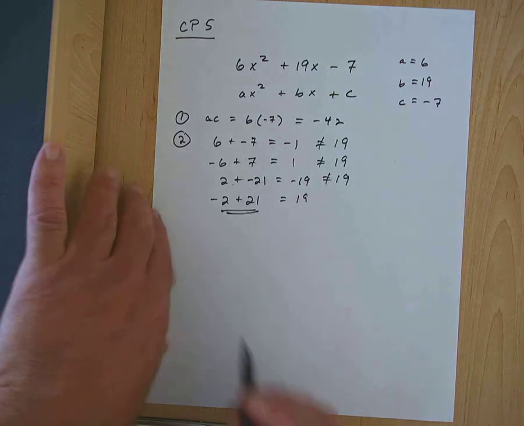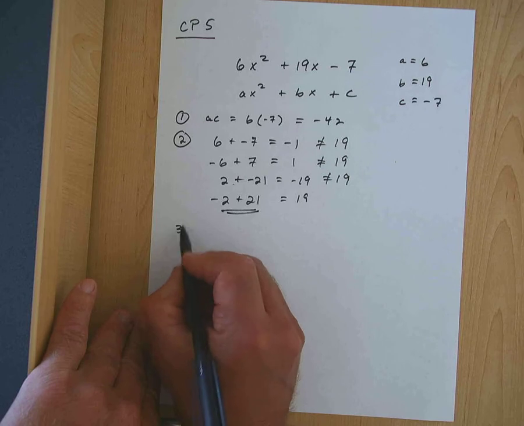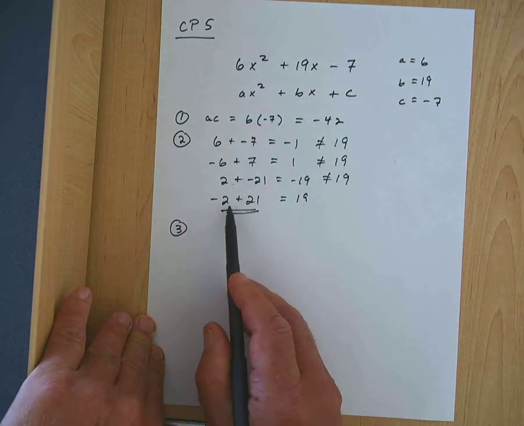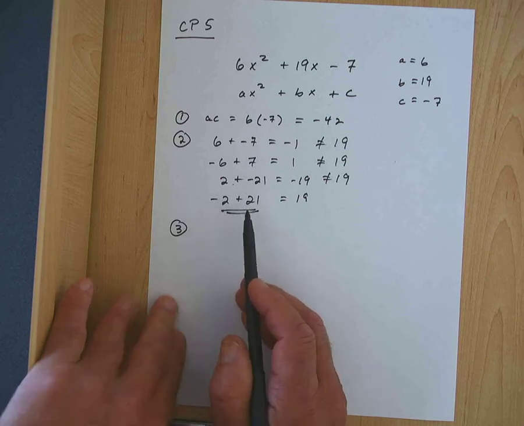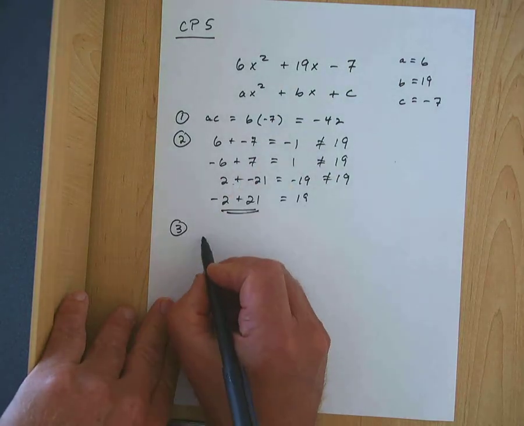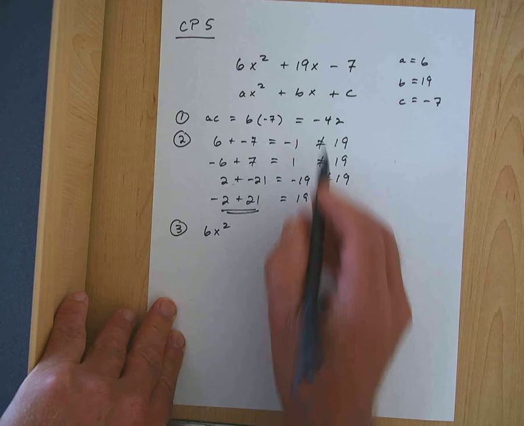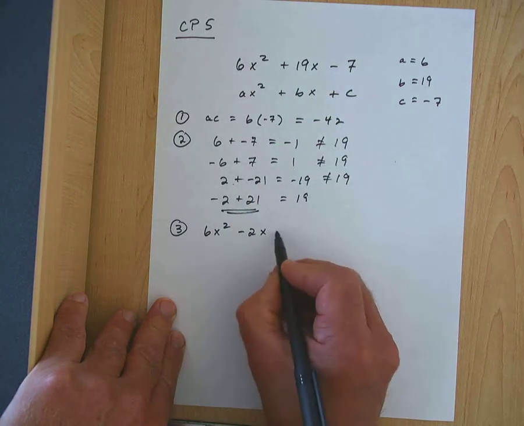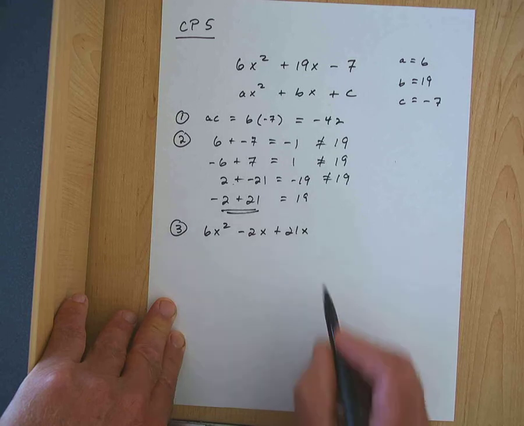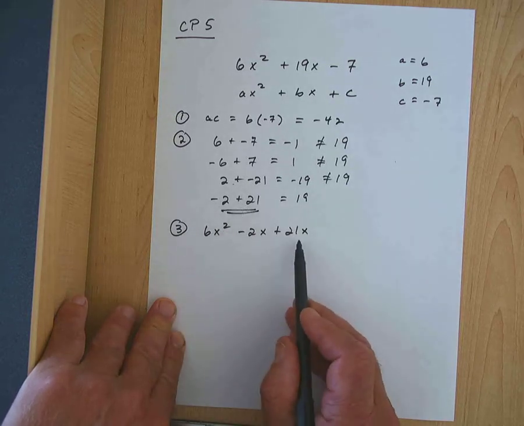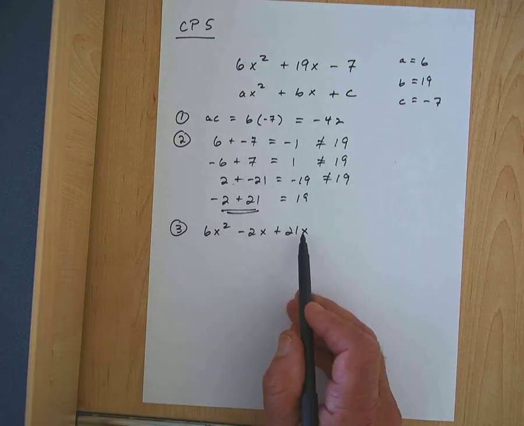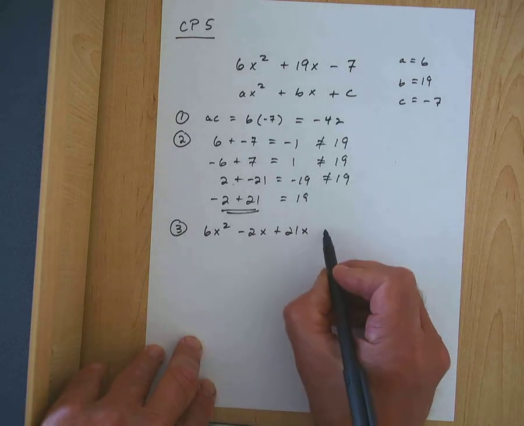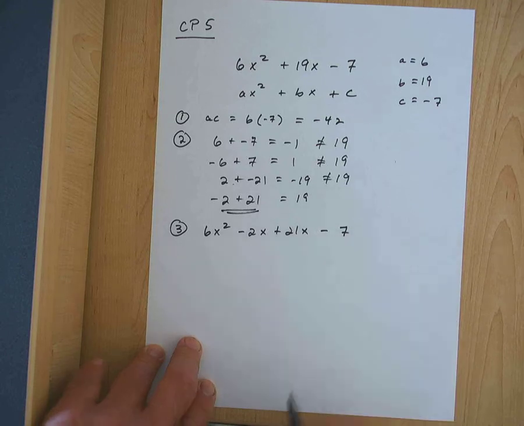So let's try it. In the third step, we're going to rewrite this polynomial with a middle term using these numbers. So 6x squared, we're going to leave that. We're going to take 19x and write it as -2x plus 21x. And if you had done these the other way around, 21x, negative 2x, you'll still get to the same point. So you don't have to be concerned about the order of those. And then I have the negative 7. All right, so I rewrote it.